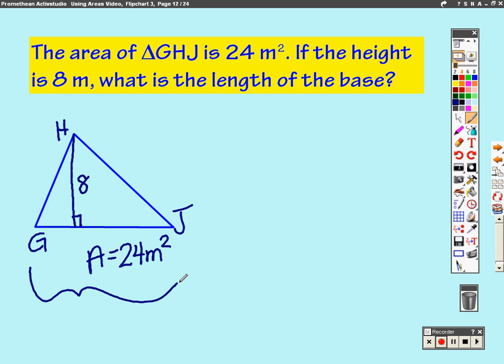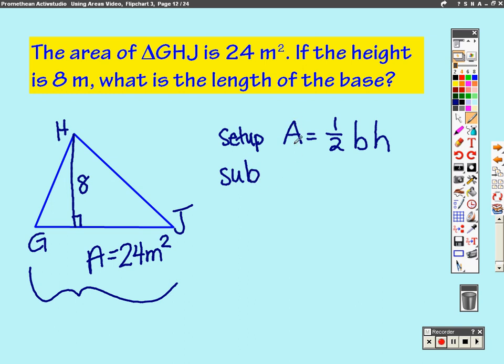Olivia, you remember the first thing we have to do to start here? You have to set up. So which formula would you like me to set up? Area equals 1/2 base height. Okay, that sounds good. Half of the base times the height. What's the second step? You have to substitute the stuff you know.